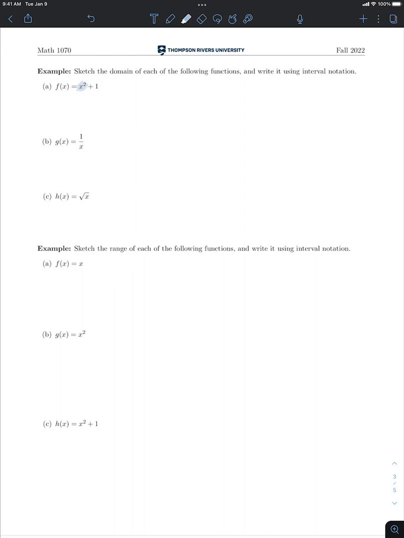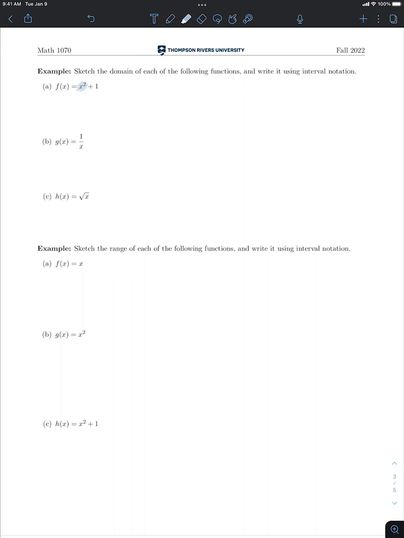Okay, so does that cause any restrictions? Is there any real number that you can't take the square of? And the answer is no, right? Any number can be multiplied by itself. So therefore, any number can be squared because that's what it means to square a number. You multiply it by itself.